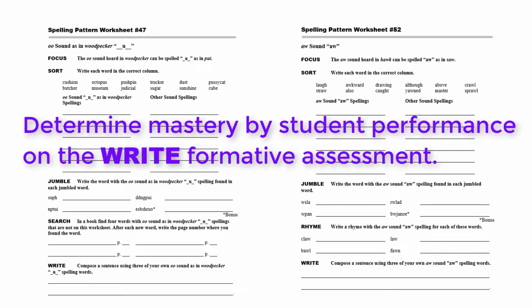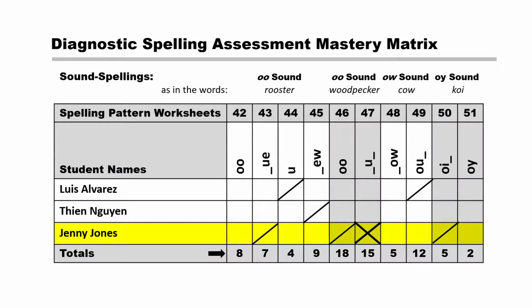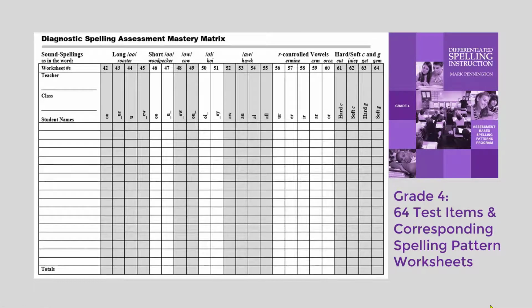Students complete the spelling pattern worksheet individually and self-correct and self-edit, and have students edit their worksheets in a different color pen or pencil. Tell students that you award credit for completion and effort, not correctness. Then collect and correct the spelling pattern worksheets, changing the slash to an X on the TLS Diagnostic Spelling Assessment Mastery Matrix for each student who has mastered the formative assessment. Mastery criteria is determined by the teacher.